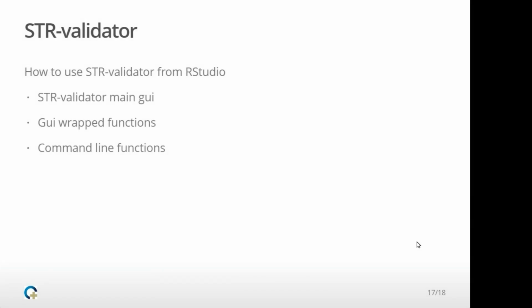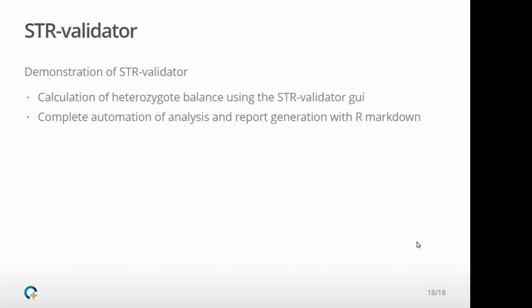Now I will show you how to use STR-validator from RStudio. I will explain the STR-validator main graphical user interface, the GUI wrap functions, and also how the command line functions work. After that, I will demonstrate the use of STR-validator by calculation of heterozygote balance using the STR-validator graphical user interface. Then I will demonstrate a complete automation of analysis and report generation with R markdown.